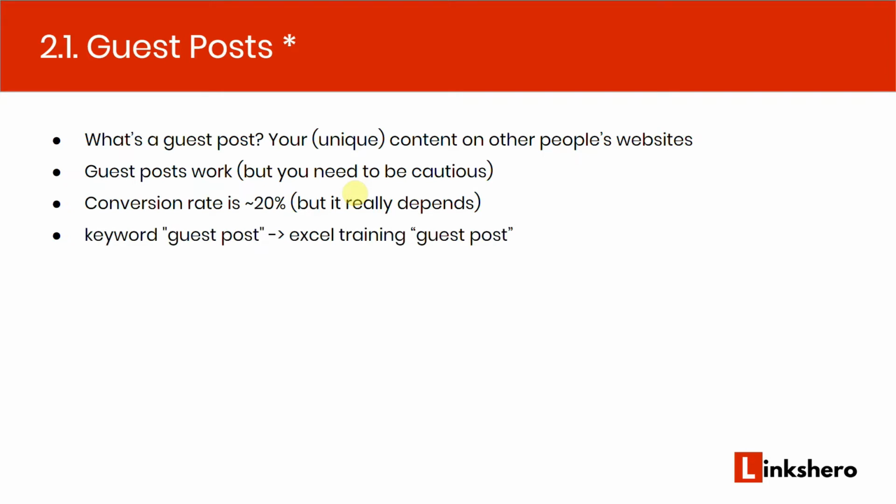So how do we find these guest posts? We can still use operators like guest post. We use a keyword and then we'll find guest posts. For example, for Spreadsheeto, I would use something like Excel training, then guest post. Another one is write for us. So Excel training write for us is something that I would use in Google. I'll show you how to do that in a second.